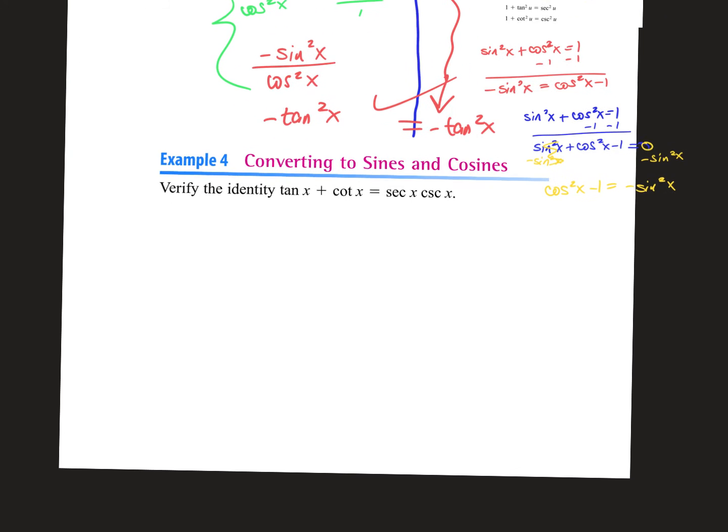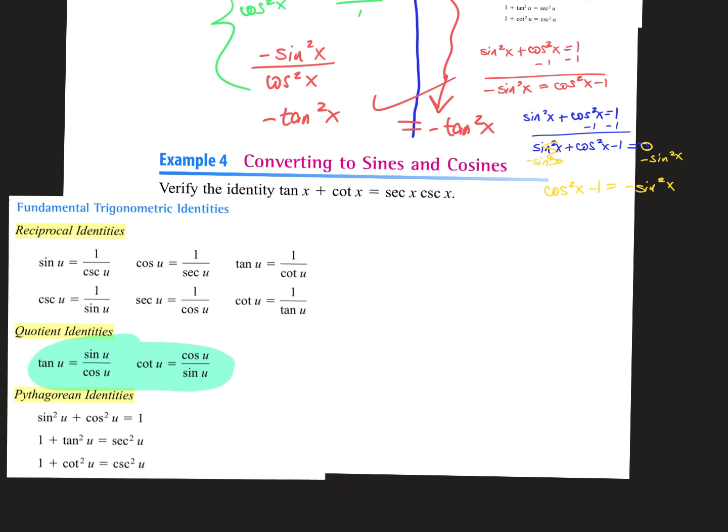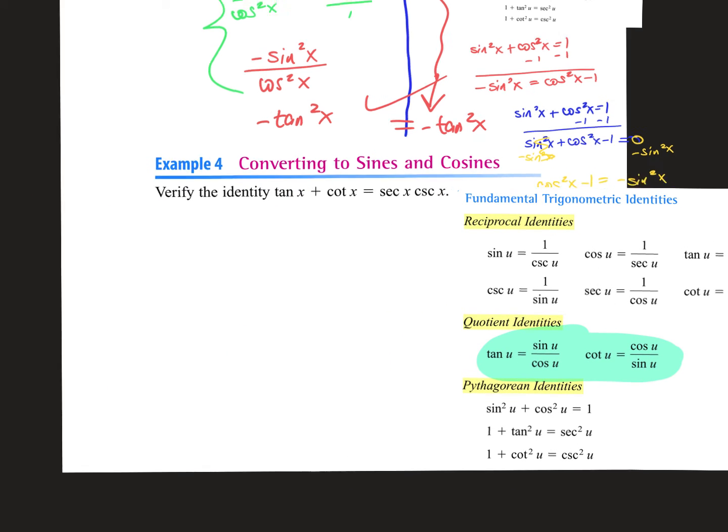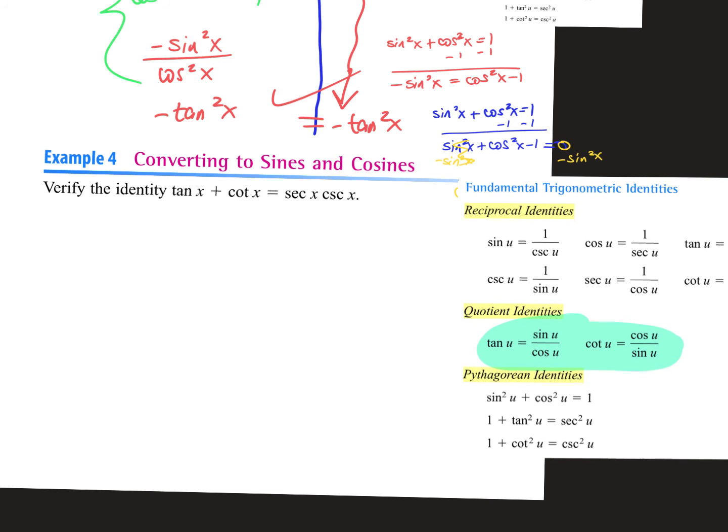All right, let's do one more, and then I'll let you guys work on your web assignment, and we'll finish up tomorrow. First thing I need to do is get my identities. Put them right here next to me. Again, you will have these on your test or quiz. I'll put it over here. All right, now they're telling you to convert to sines and cosines.